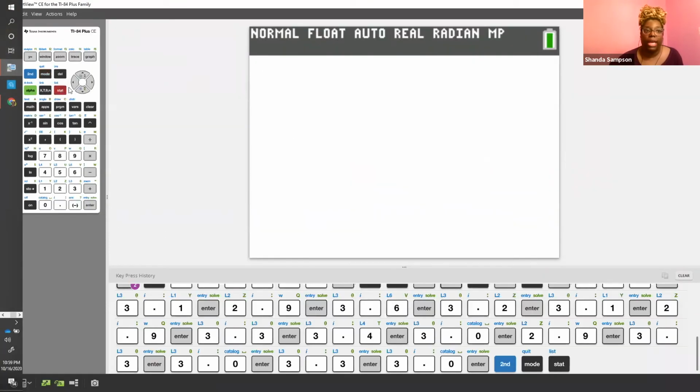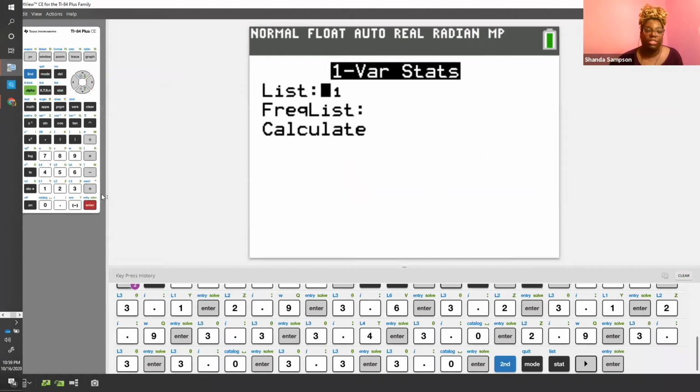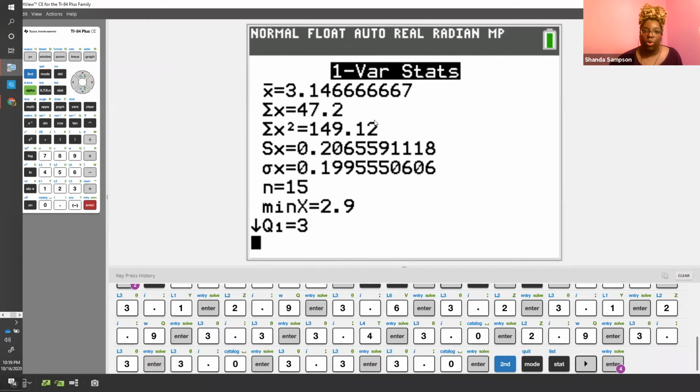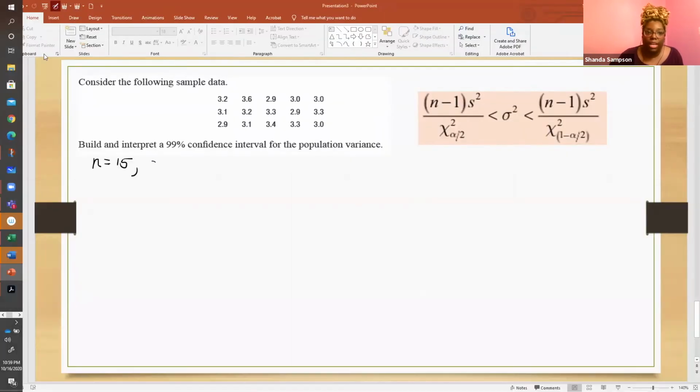We go to stat, calculate, and let's go to one variable statistics first. My information is in L1 as it's been throughout the course. And now what are we looking for? Well, one thing we're looking for is our n. n is equal to 15. So we have n. Now we need the variance of the sample.